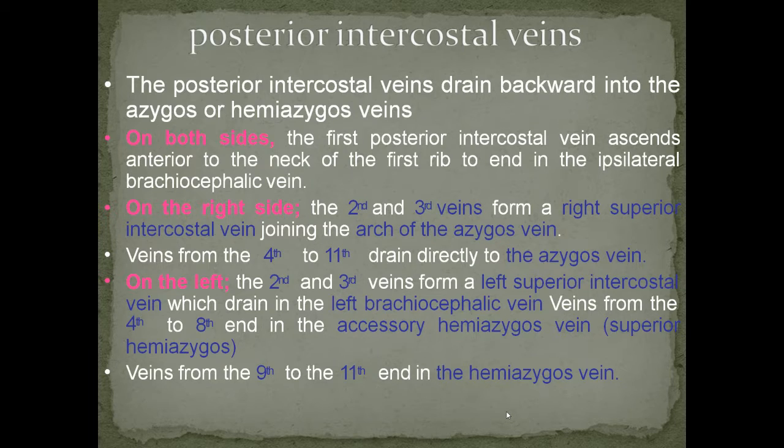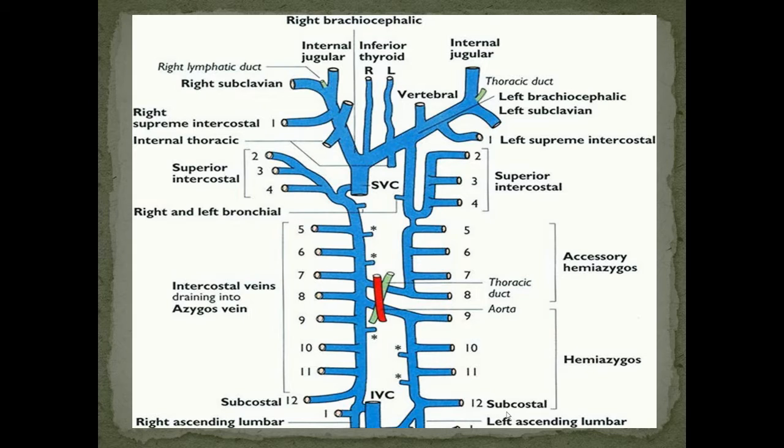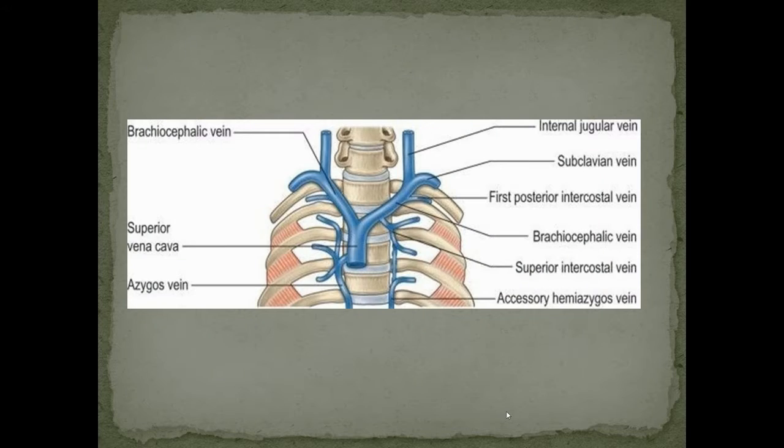On the left side, the second and third veins form a left superior intercostal vein which drains into the left brachiocephalic vein, and veins from the 4th to 8th end in the accessory hemiazygos vein. Veins from the 9th to the 11th end in the hemiazygos vein. So this is the azygos vein.